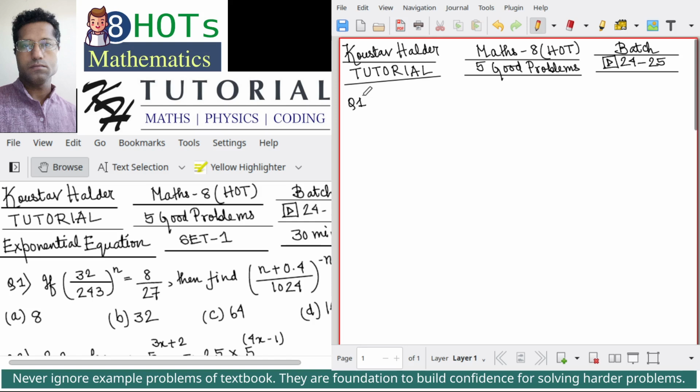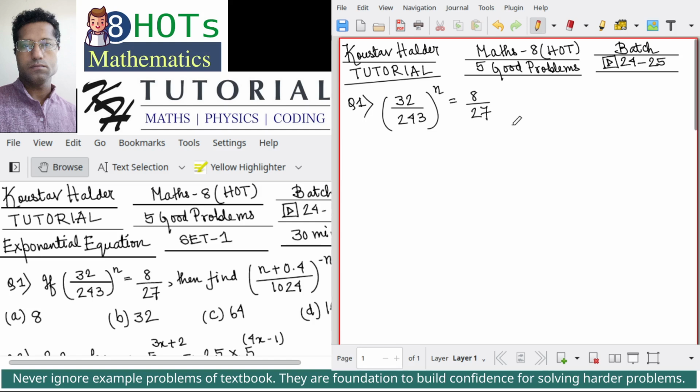Question number 1 says, okay, so we are given an equation. This is an exponential equation. On the left hand side, we have (32/243) raised to the power n, which is equal to 8/27. So the RHS is 8/27 and the LHS is 32/243 whole raised to the power n. Even though the RHS is a rational number, somehow to solve for n, the unknown, we have to convert both the LHS and the RHS in the form of an exponent, that is some base raised to the power of some number.